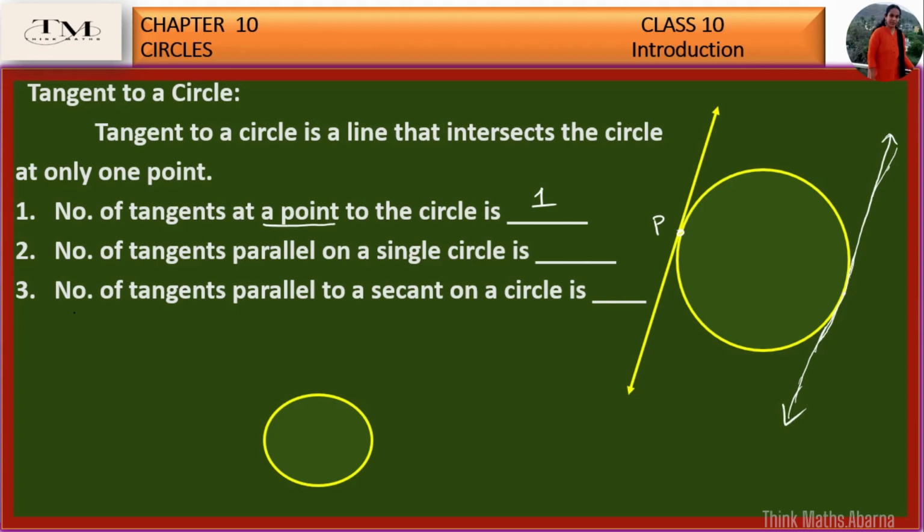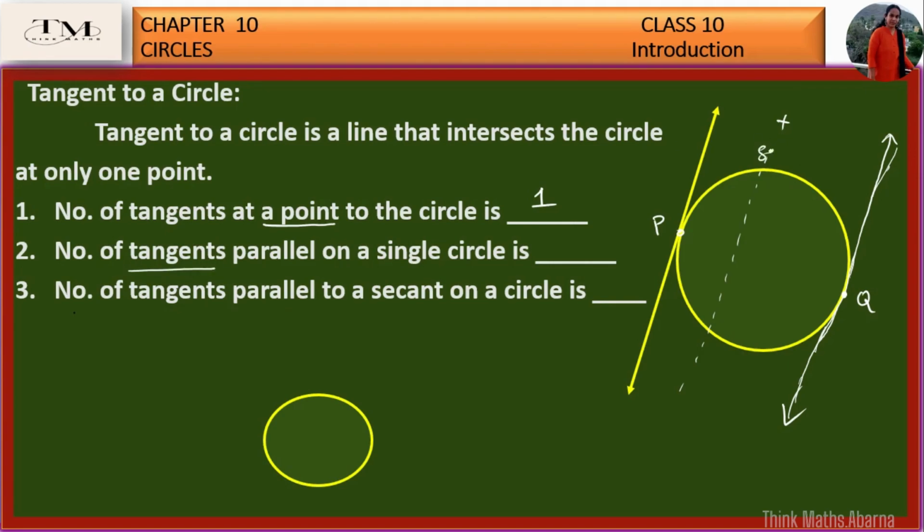So this line meets the circle at Q. Where can we draw another parallel line? We can draw a parallel line here, but this is not a tangent. So we need only tangent.